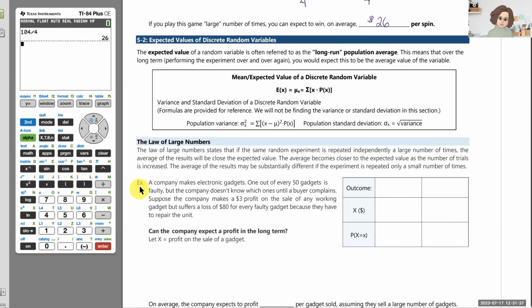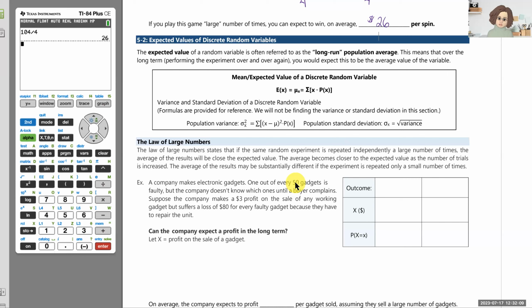So let's just jump in here with our company here that makes electronic gadgets. And 1 out of every 50 gadgets is faulty, but the company doesn't know which ones until a buyer complains. All right, so the manufacturing process isn't perfect. They do know that occasionally 1 out of 50 times they will send a customer a bad gadget, and the other 49 times out of 50 then the gadget would be good.